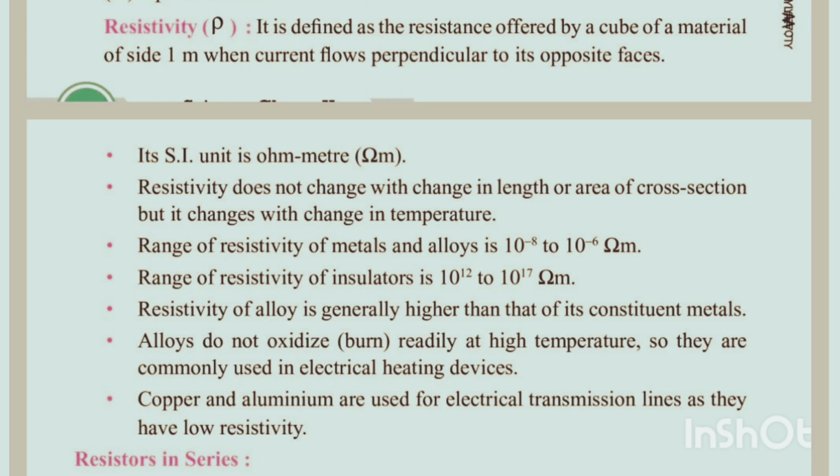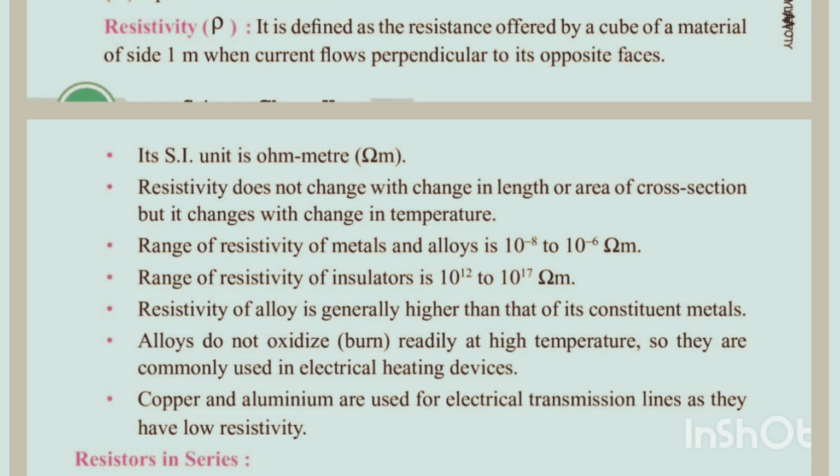Okay. Next, the range of resistivity of metals and alloys is 10 to the power of minus 8 to 10 to the power of minus 6 ohm meter. So what is the resistivity of the metals and alloys? Okay. Next, the range of resistivity of insulators. You know what metals, alloys and insulators are?